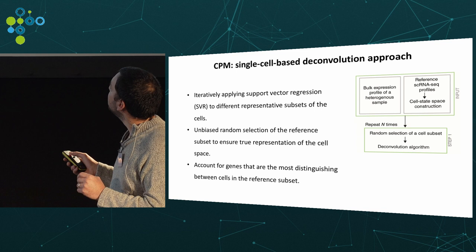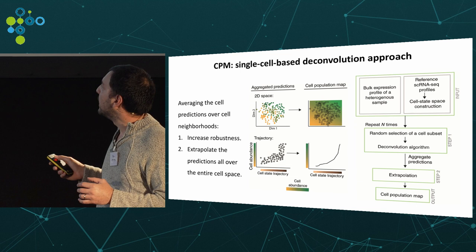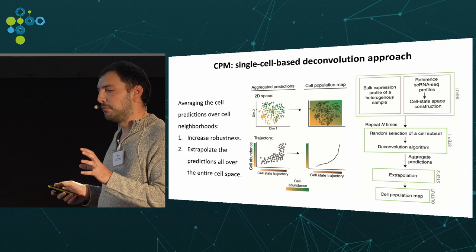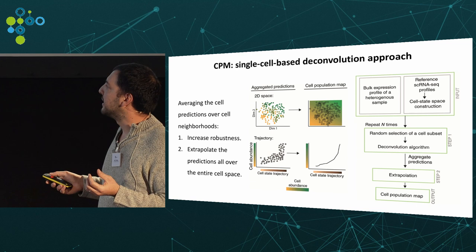And eventually, we are just looking at the cell space, and we average all the predictions using cell neighborhoods. And we do this to do two things. First of all, to increase robustness, because cell neighborhoods are more robust than cells. And also, to extrapolate the prediction all over the entire cell state.